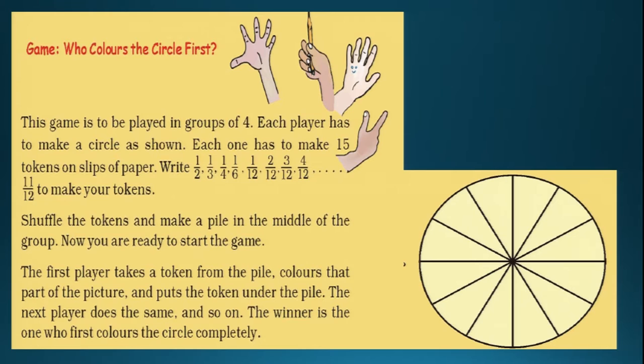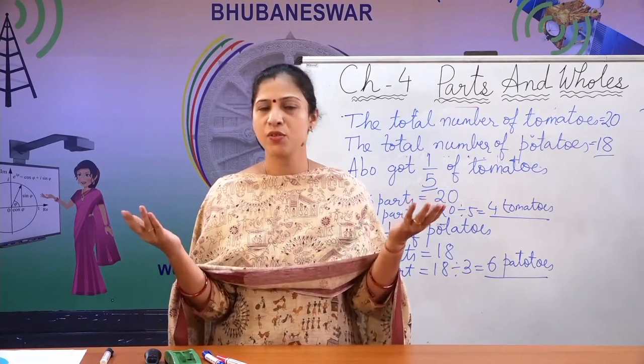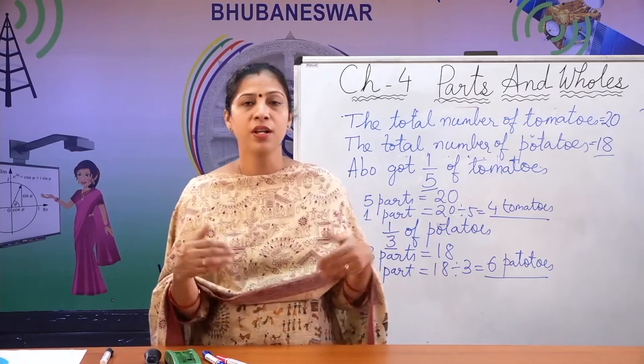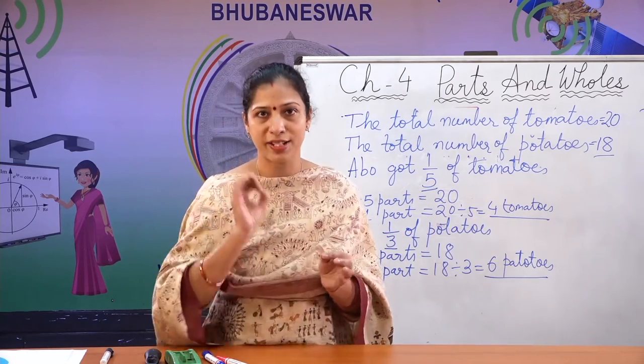So what you have to do is, the first player takes a token out of it. And when he sees the value of the fraction written on that token, if it is written 2 by 12, he will color two parts out of 12 parts in any color. You can decide on your own, maybe it can be brown, it can be green, it can be blue. So after he finishes coloring, he will put that chit back.